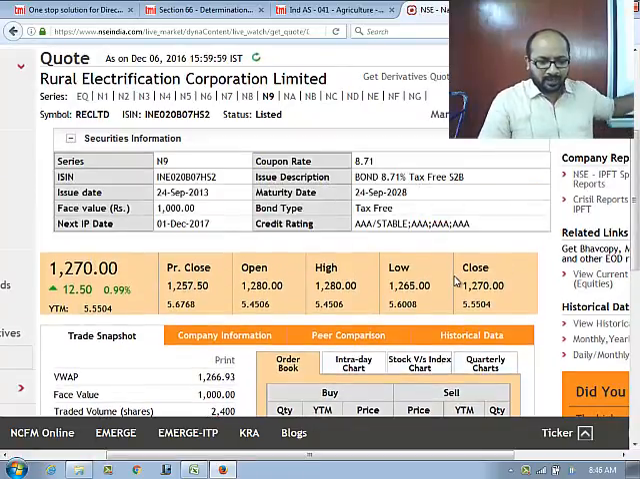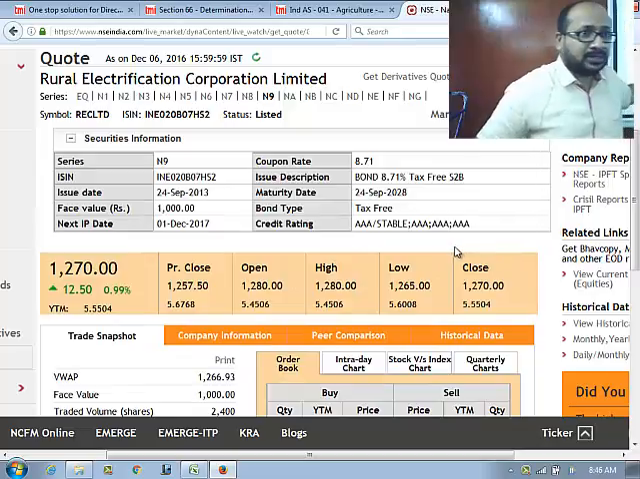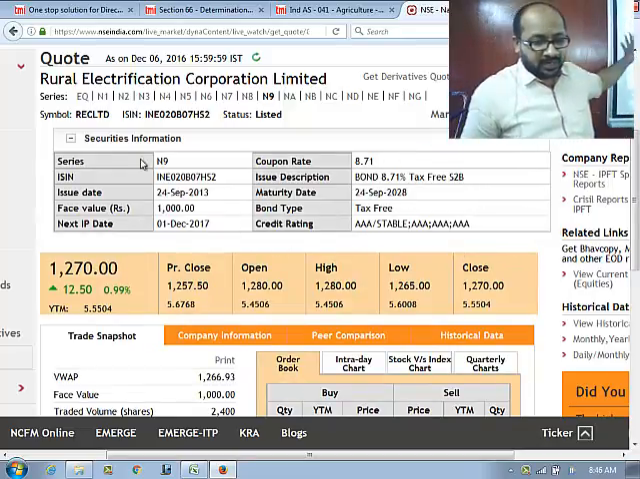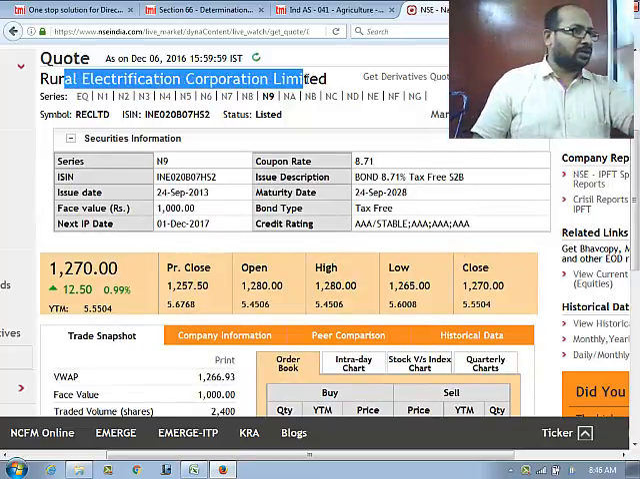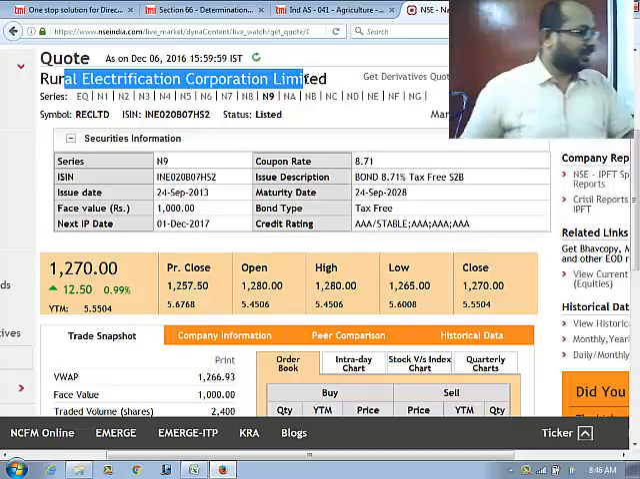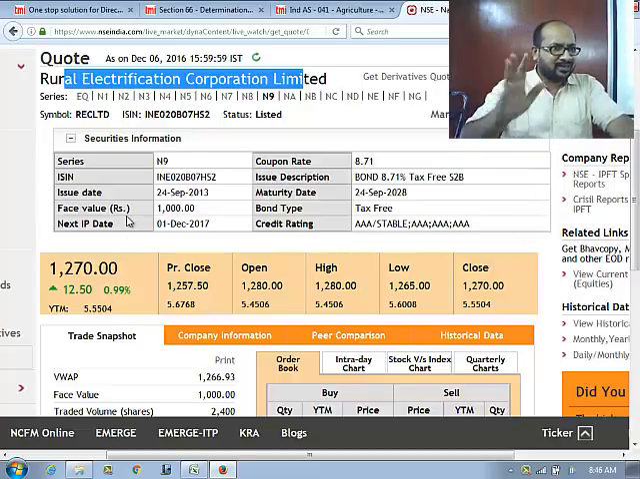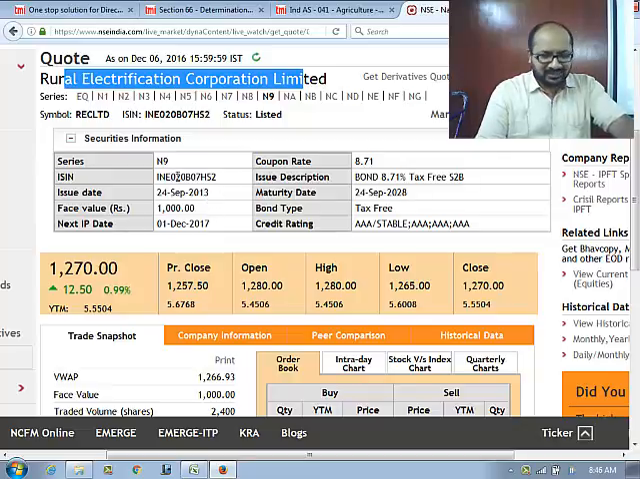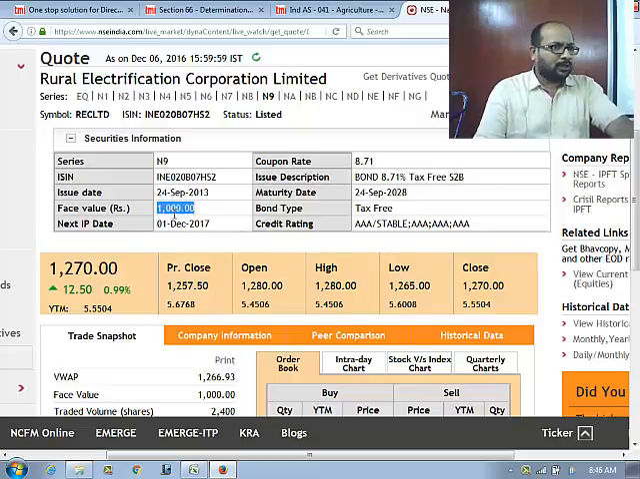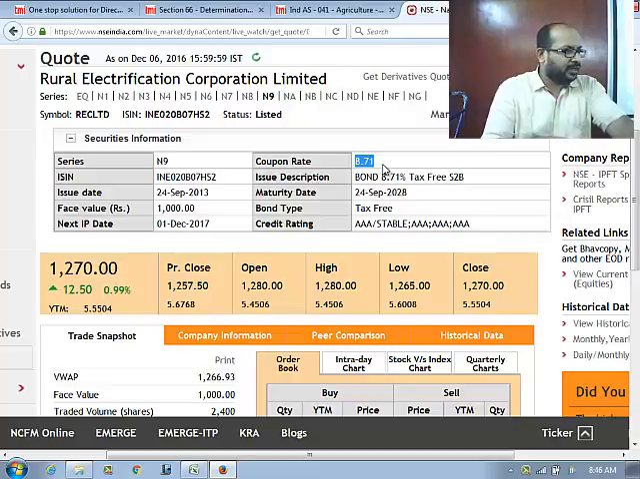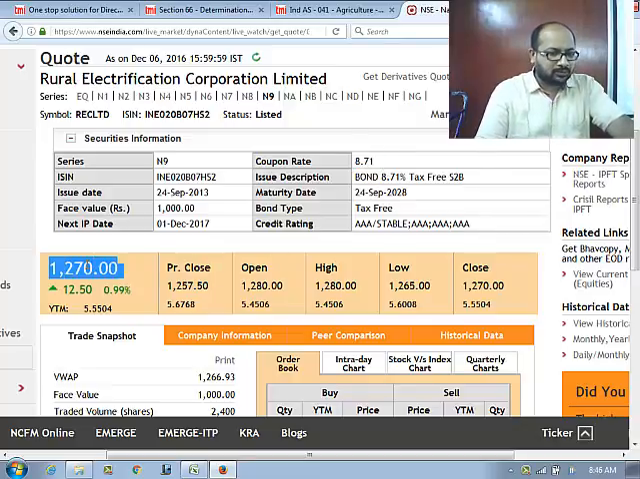Look at this here. This is a very small example. Take the Rural Electrification Corporation Limited bond, the RECL bond, for capital gain and so on. Say the face value is 1,000 rupees. Their coupon rate is 8.71, which is what RECL will pay. But today's market price is 1,270.